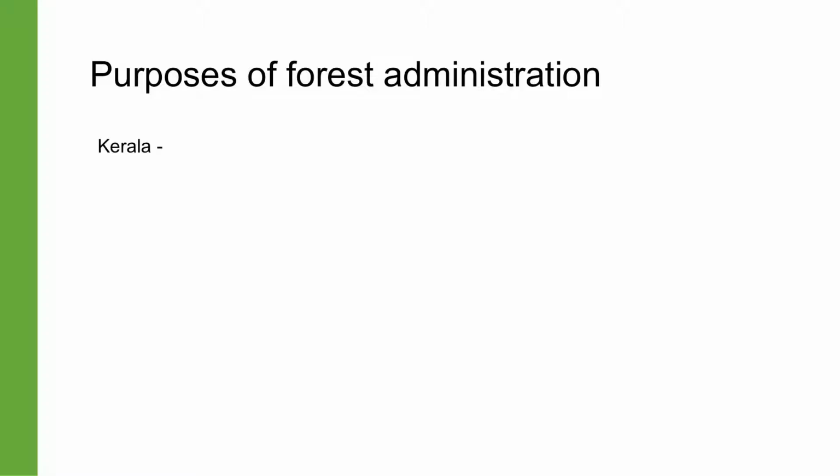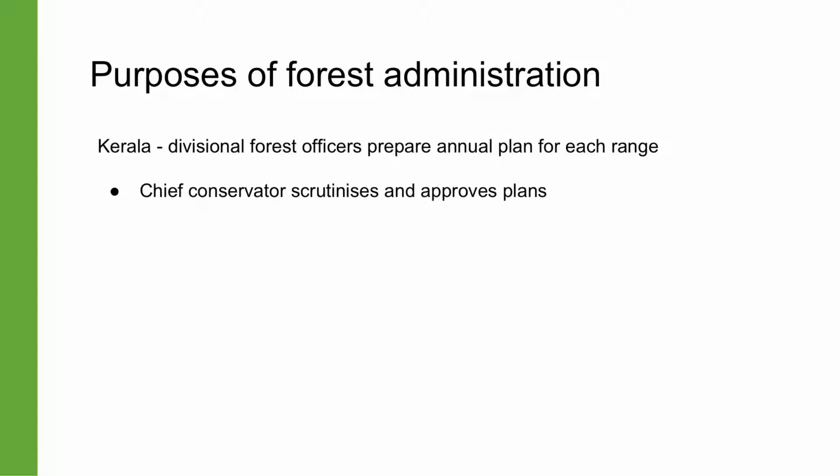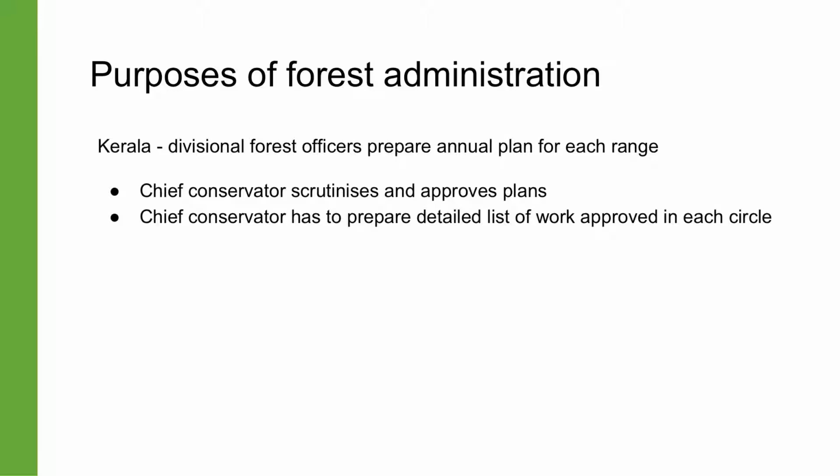Under the Kerala Forest Code, divisional forest officers must prepare an annual plan of operations for each range over which they have administrative authority. These annual plans are scrutinized and consolidated by the conservator of forests, who then sends it to the chief conservator for approval. The chief conservator then has to prepare a detailed list of all the work that is approved in each circle, showing the funds allocated for each item of work.